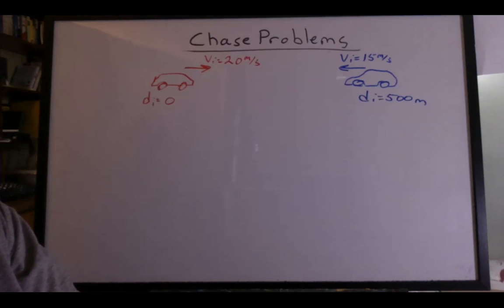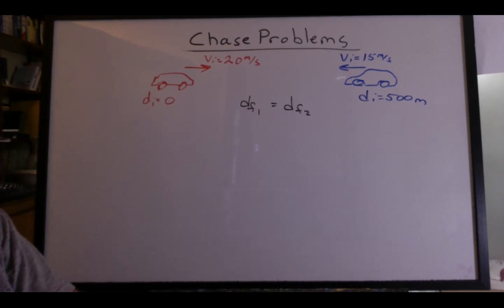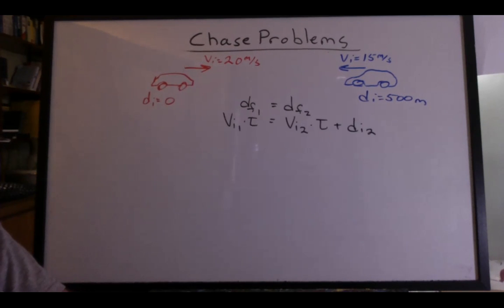Let's do one more. The red car is going to the right at 20 meters per second. The blue car is going to the left at 15 meters per second. The blue car starts at a distance of 500 meters to the right. Where will the catch occur? Again, we start out by saying the final position will be the same. We only have VIT for the left, but we have VIT plus an initial position for the car on the right.